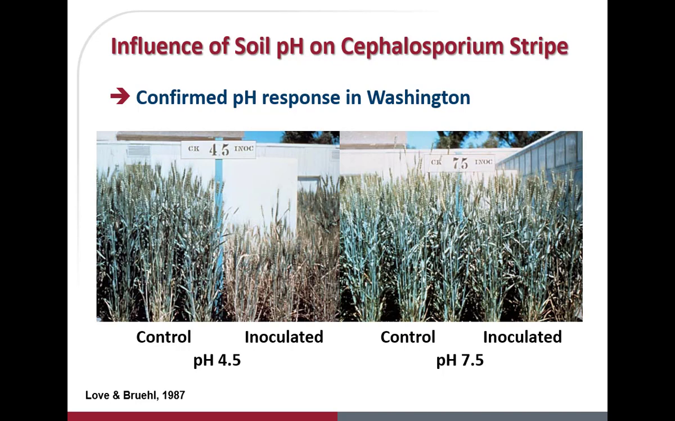They planted a susceptible variety of wheat into it, 6 rows, and they inoculated 3 rows and left 3 rows uninoculated. I'm showing you just the pH 4.5 treatment and the pH 7.5 treatment, and it's clear at pH 4.5, which are the 3 inoculated rows, you see the stunting and the whiteheads. But at pH 7.5, if I didn't have the signs up there to tell us which were which, we wouldn't be able to pick them out. And that's the kind of response that we're seeing to pH with this disease.